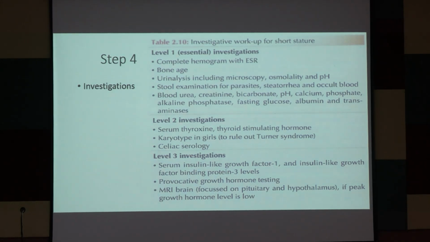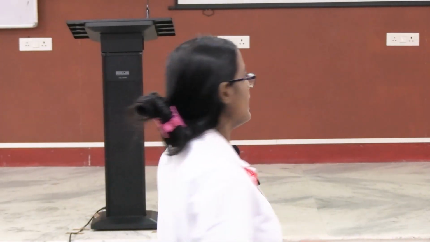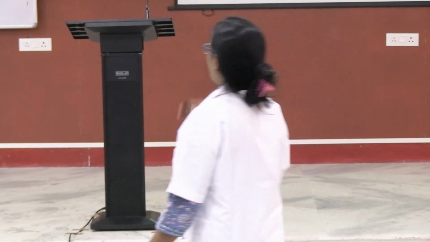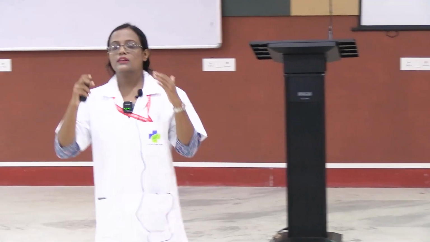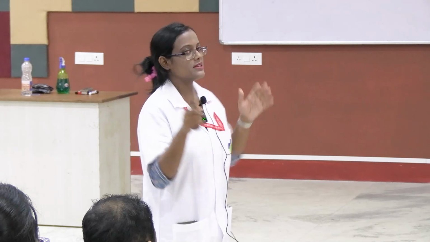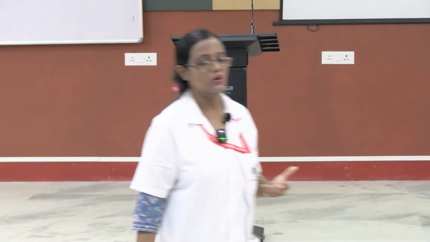What is done in provocative growth hormone testing? We provide some agent from the outside and see the potential of the pituitary gland to secrete growth hormone. We do a blood test before and after, and compare the two results to see whether the growth hormone level is increasing or not. If it is increasing, there must be some stimulatory defect, so you have to give the stimulation. But if even after giving the secretagogue the growth hormone level is very low, then there is deficiency.